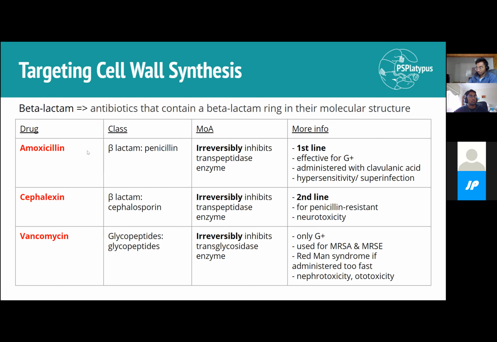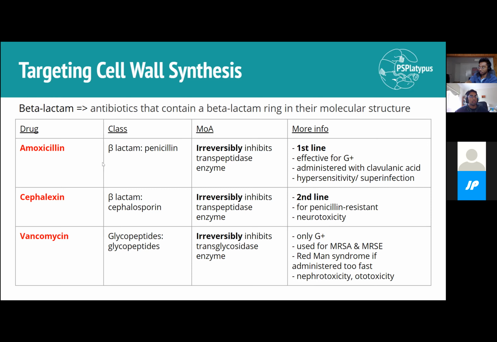For amoxicillin, the way it works, or for both of them, both beta-lactams work by irreversibly inhibiting the transpeptidase enzyme, which is an enzyme needed in cell wall synthesis. Amoxicillin is typically first line, cephalexin is second line. Again, a bit more info on the right. In terms of toxicity, cephalexin is neurotoxicity.